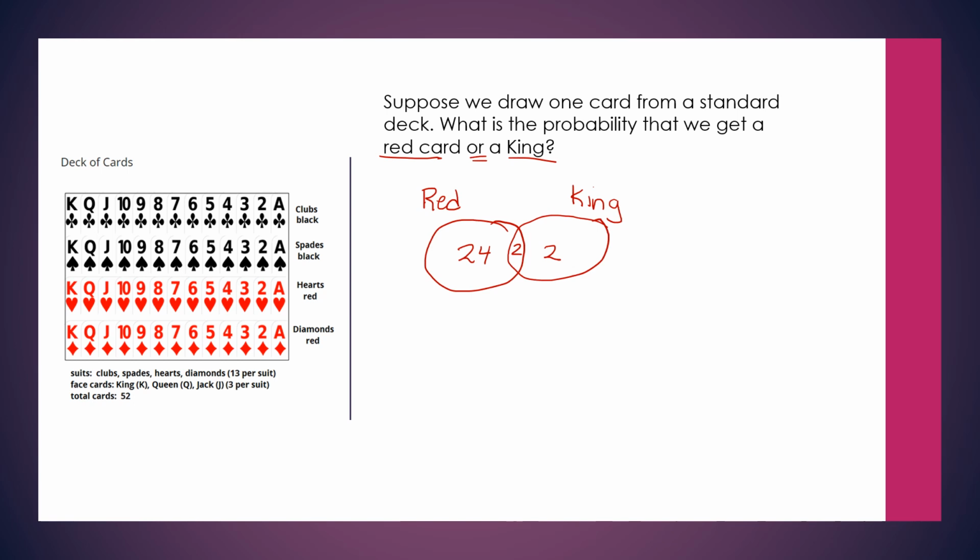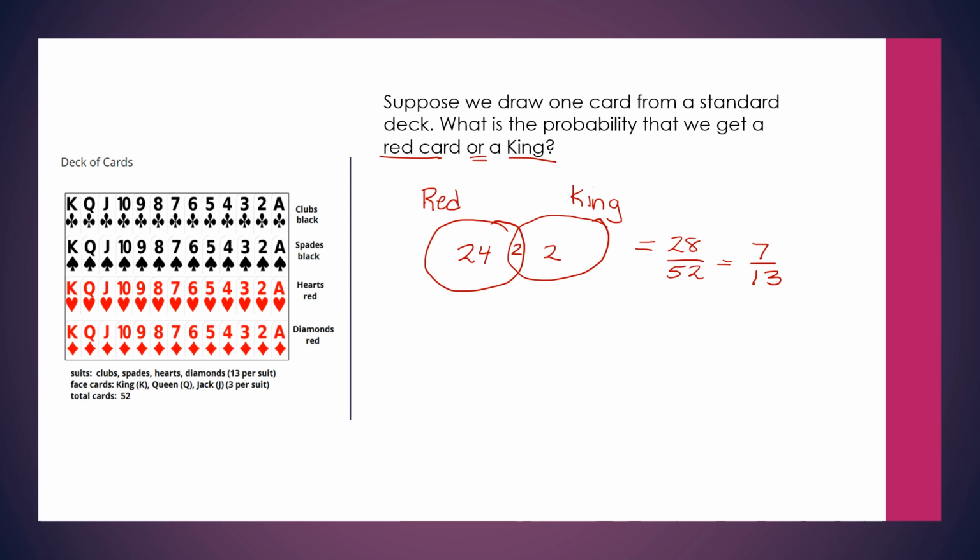So there's 2 ways we can work this. Since we know the numbers in the Venn diagram, we can just add them together. 24 plus 2 plus 2 is 28 out of the original 52 cards, and 4 goes into there 7 times, and 4 goes into there 13. So just slightly more than 50%, which makes sense because we have those extra 2 instead of just the red cards.